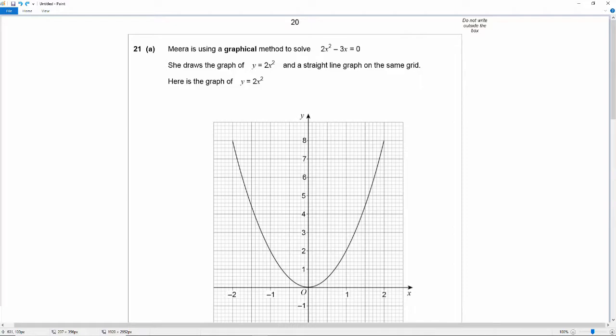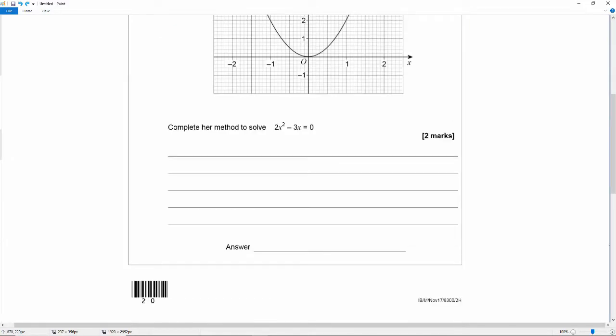21A says, Mira is using a graphical method to solve 2x squared minus 3x equals 0. She draws the graph of y equals 2x squared and a straight line graph on the same grid. Here is the graph of y equals 2x squared. Complete her method to solve 2x squared minus 3x equals 0.